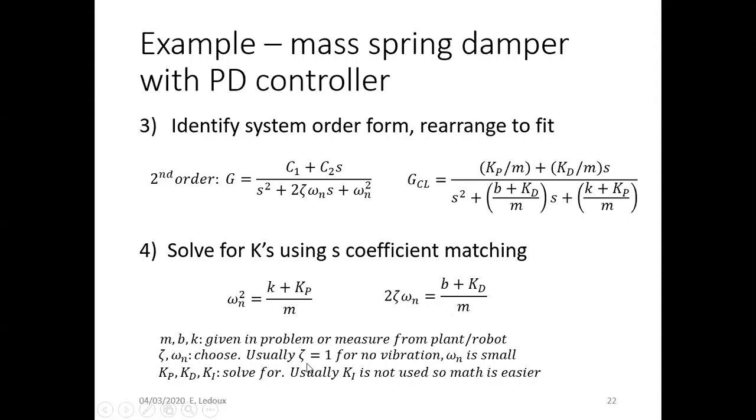M, B, and K are going to be given in the problem, or you measure them from your actual robot. Like you weigh it, figure out what M is, stuff like that. Zeta and omega n, you always choose. That's part of designing the controller. So if you want no vibration, make zeta be 1. And then generally omega n is small, because if it's really high, like more than 10, your system is just too hard to catch. There's really no reason to make it very high. Then you can solve for the K's.